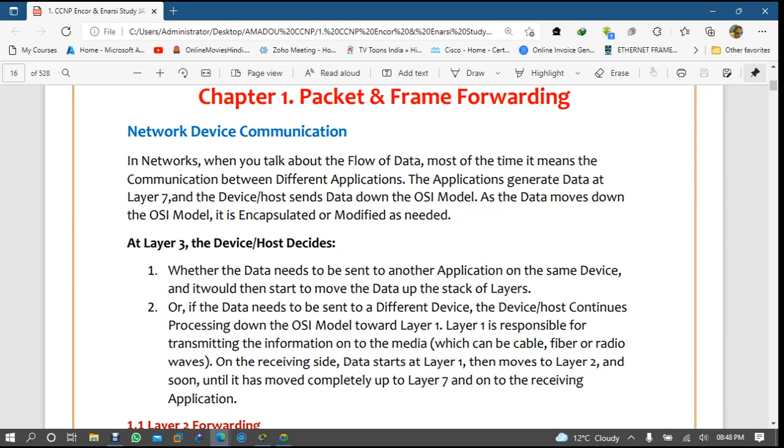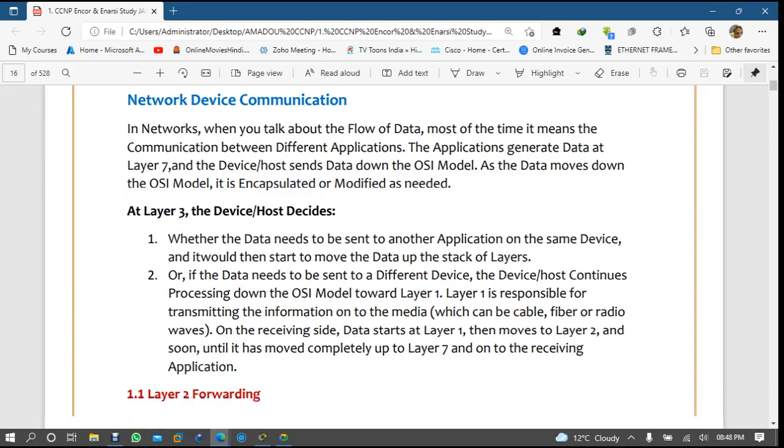So your data is moving towards the lower layers, like the presentation layer, session layer, transport layer, network layer, and it is moving down. When you are sending data, at that time your data will be encapsulated, right? And when the person to whom you are sending data receives the data, at that time the data will be decapsulated, so that he can read the data.